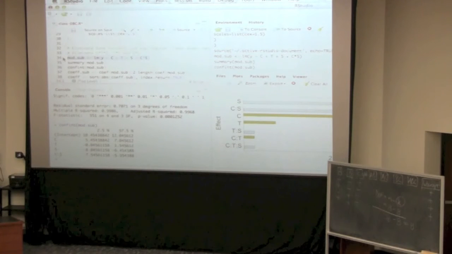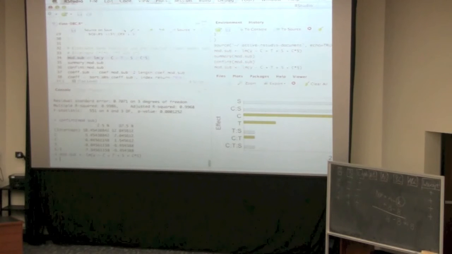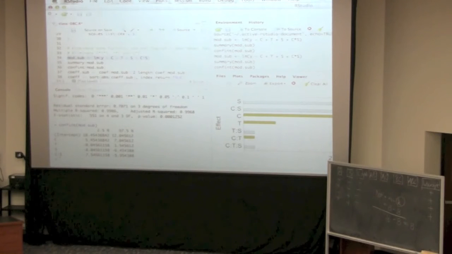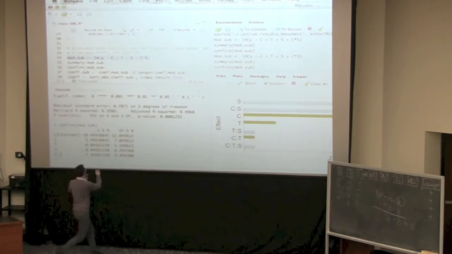Model sub is now C plus T plus S plus the CS two-factor interaction. So we simply drop out the three coefficients, and summary of model.sub shows you that you now have 3 degrees of freedom. The R squared is still great, the standard error is 0.7. And you can go look at these coefficients, they're all significant. C is significant, S is significant, and CS is significant. You can also calculate confidence intervals. So use the confint function on model.sub. And it shows me that C is very much significant. This interval does not span 0.